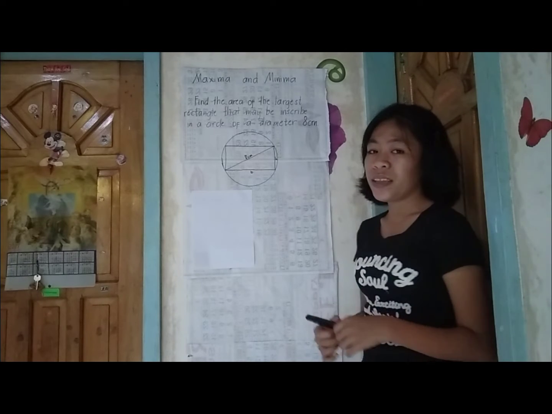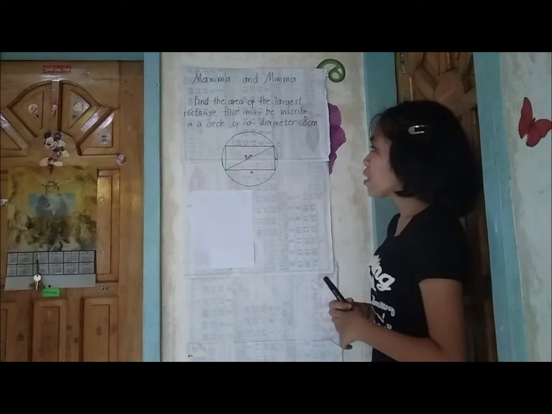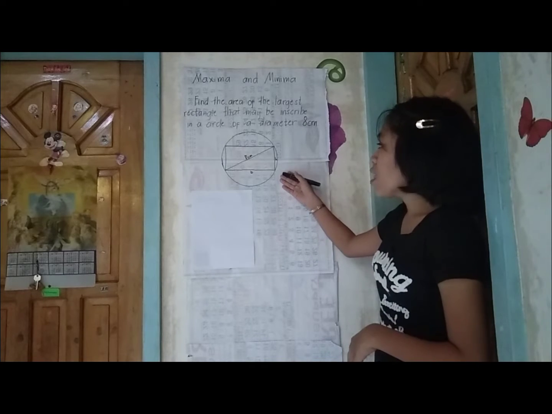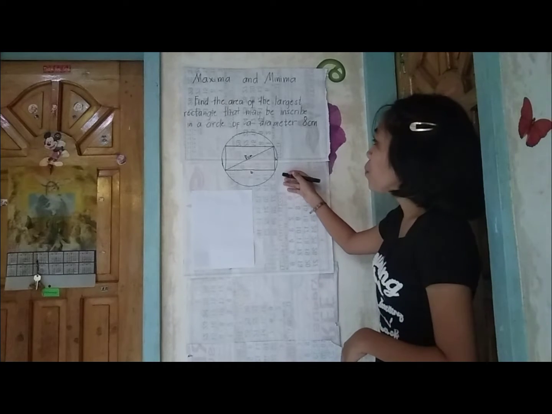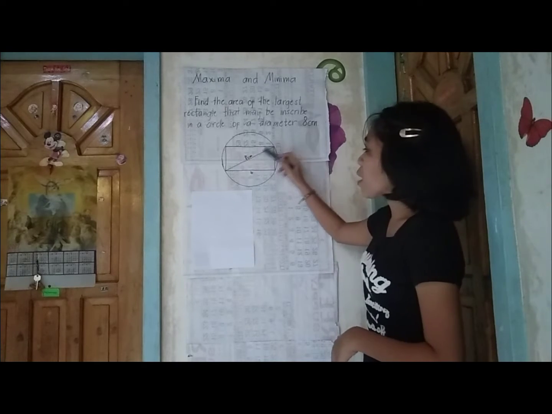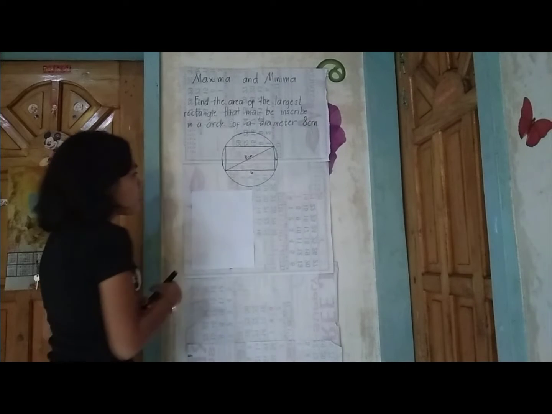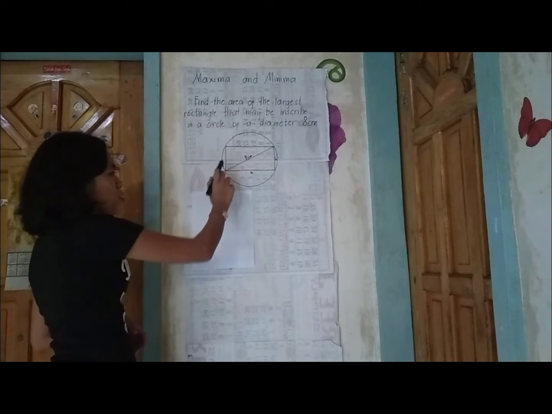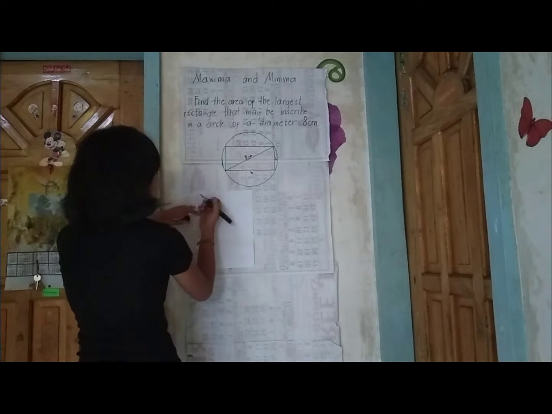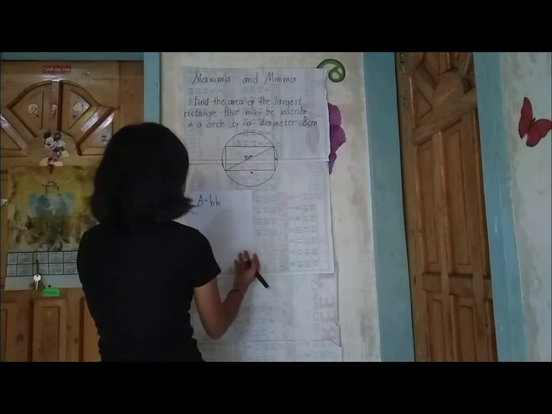Last is the maxima and the minima. The problem is, find the area of the largest rectangle that may be inscribed in a circle of a diameter of 8 cm. As you can see, I already drew the illustration for that problem. The diameter of the circle is also the hypotenuse of this base and this height. So to find the area of the rectangle, area is equal to base times height.